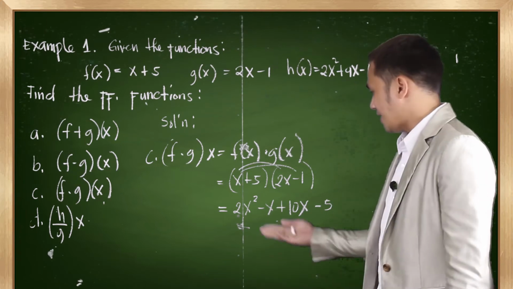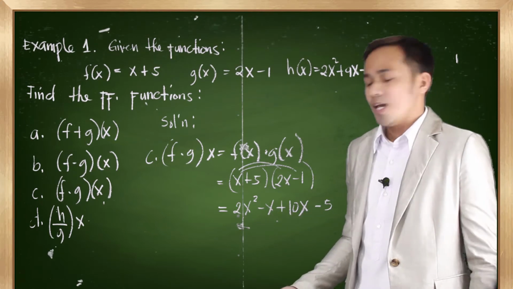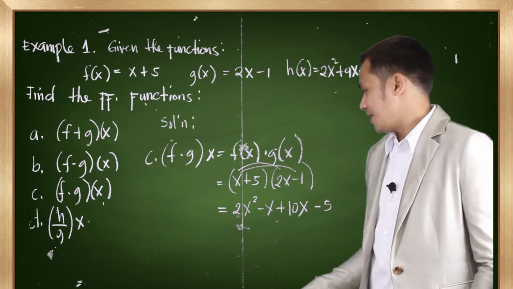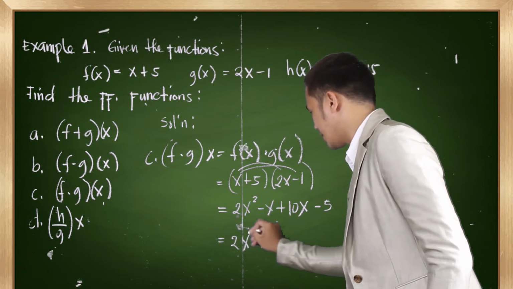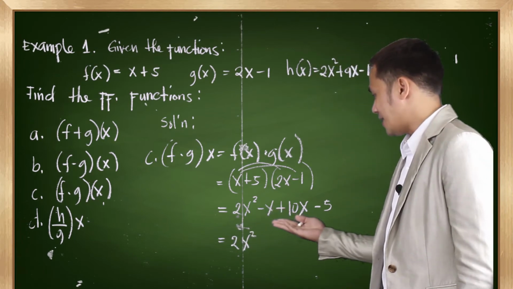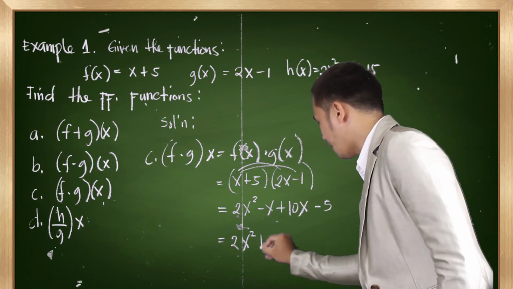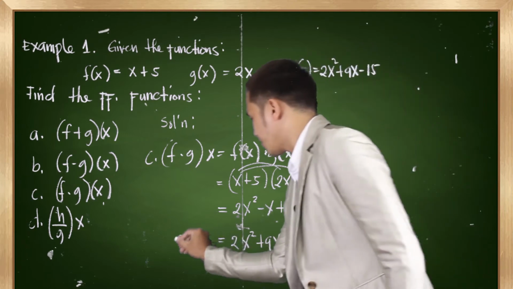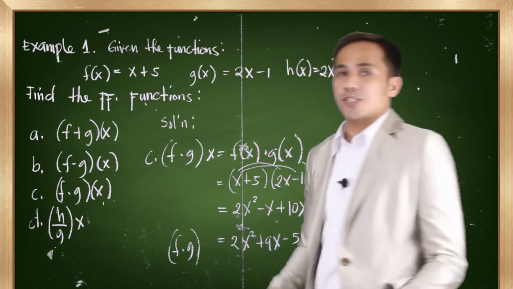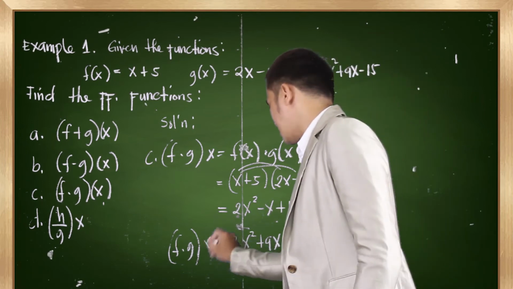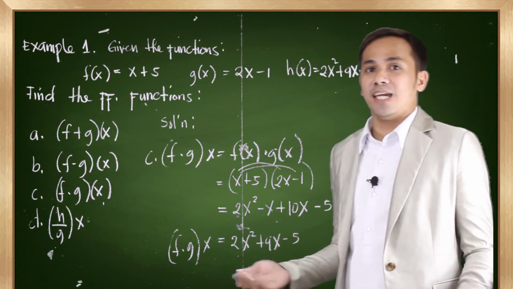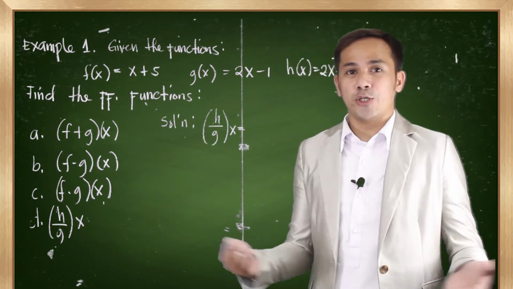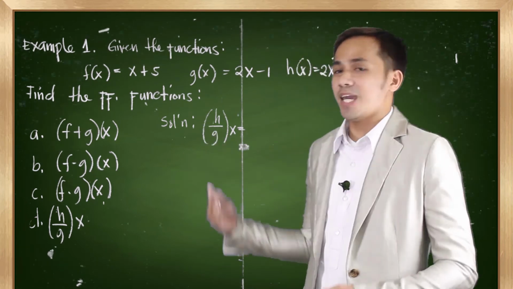Yes, there is. Negative x and 10x. So what's the sum of negative x and 10x? That is 2x squared, negative x plus 10x is equal to positive 9x minus 5. So therefore, the product of the two functions f and g of x is equal to 2x squared plus 9x minus 5.